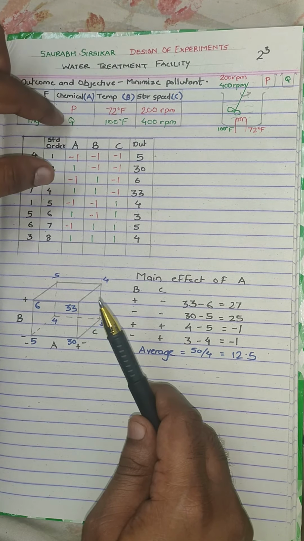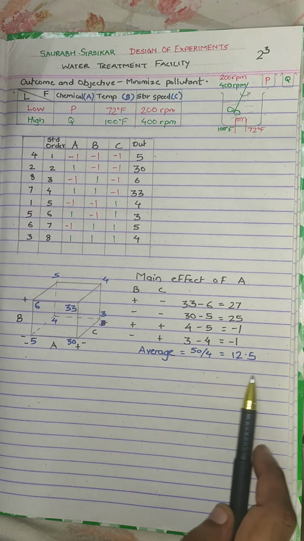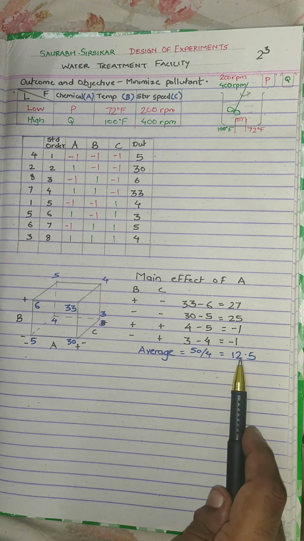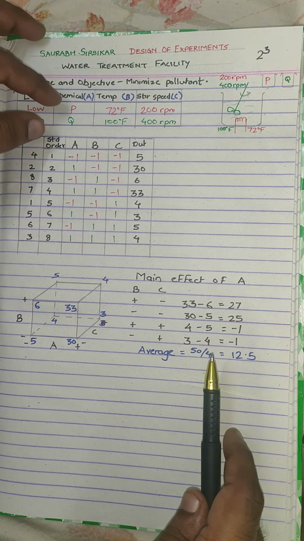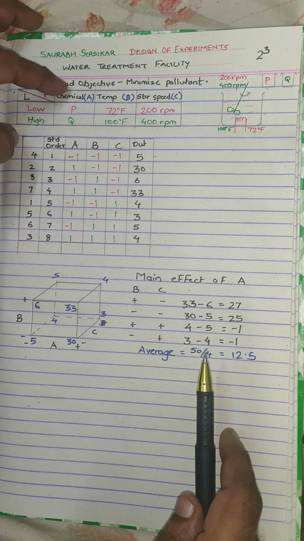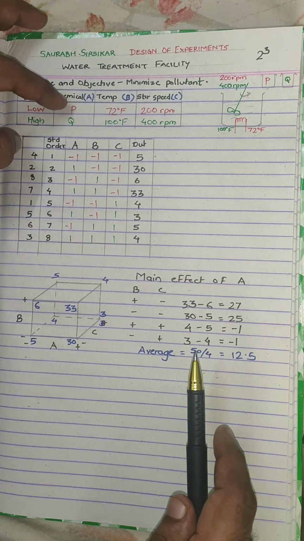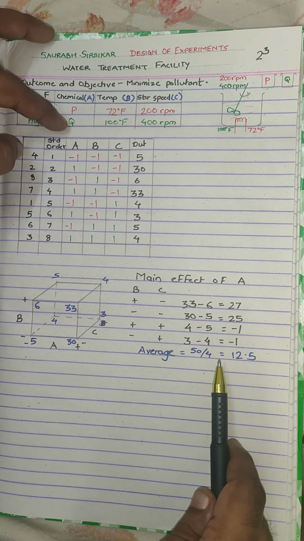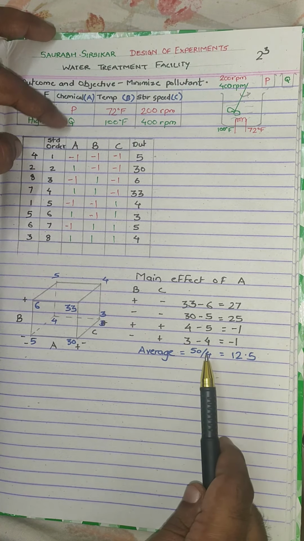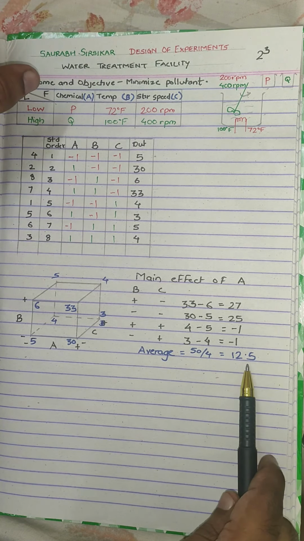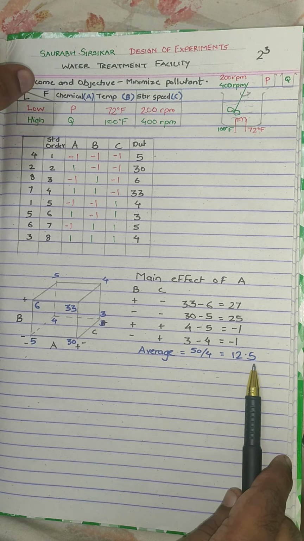Chemical P to chemical Q. Now what you understand by this number 12.5 is that when you go from the lower level of chemical A, that is chemical P, to chemical Q, on an average the amount of pollutant increases by 12.5 pounds.